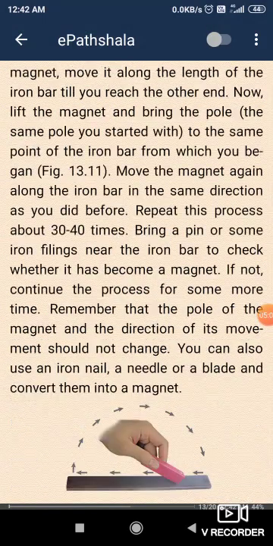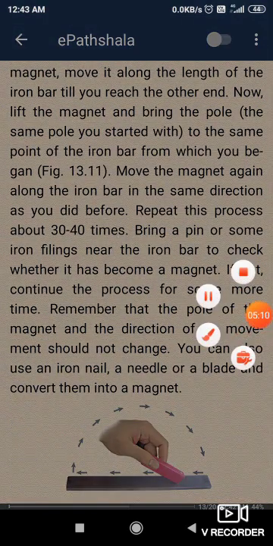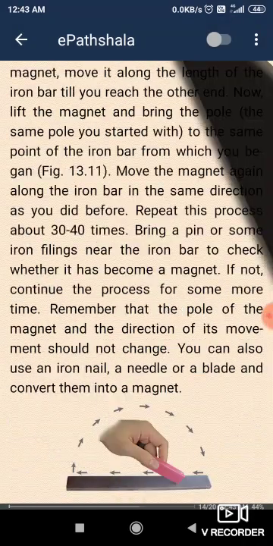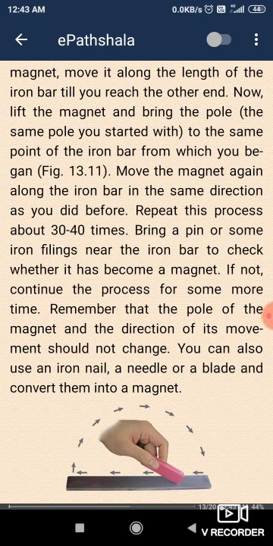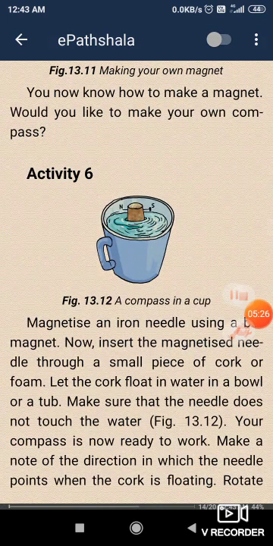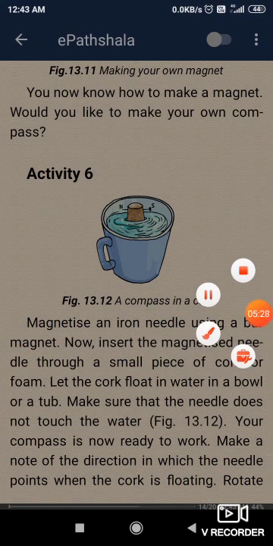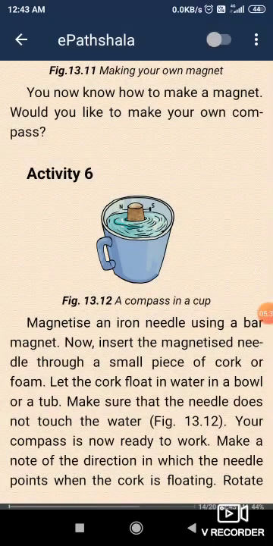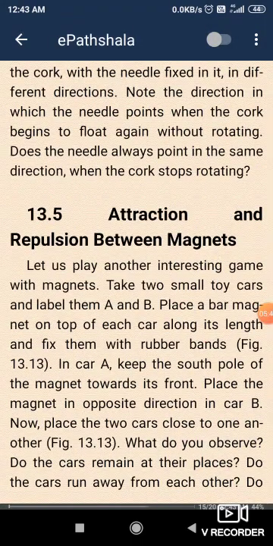Move the magnet again along the iron bar in the same direction as you did before. Repeat this process about 30-40 times. Bring a pin or some iron filings near the iron bar to check whether it has become a magnet. If not, continue the process. Use some more time. Remember that the pole of the magnet and the direction of its movement should not change. You can also use an iron nail, a needle or a blade and convert them into a magnet. Okay.